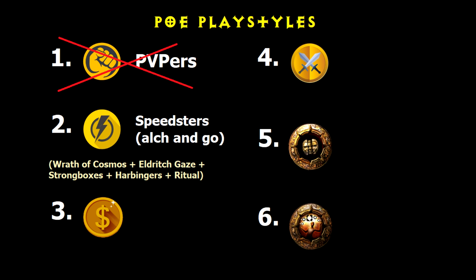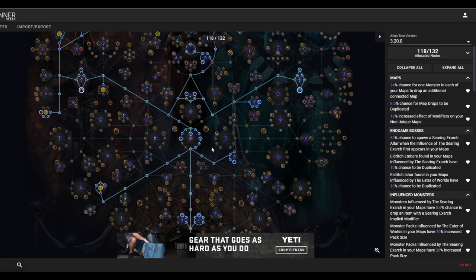Category 2 I call the speedsters or the alch and goers. These players don't want to have to think or plan or necessarily fully juice up a map or a mechanic. Rather, these players want to run content and kill as fast as possible with a little less planning. Sometimes these players play at the end of the day after work or while drinking, and they have the most fun just killing fast, collecting loot fast.